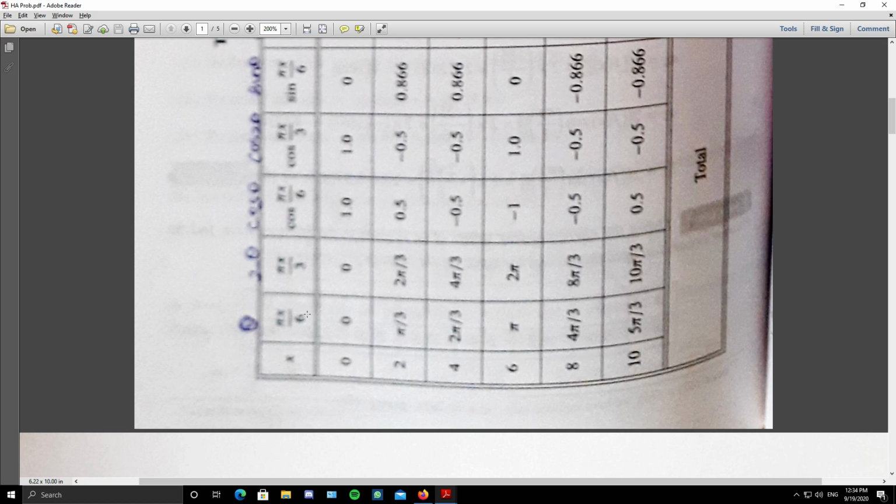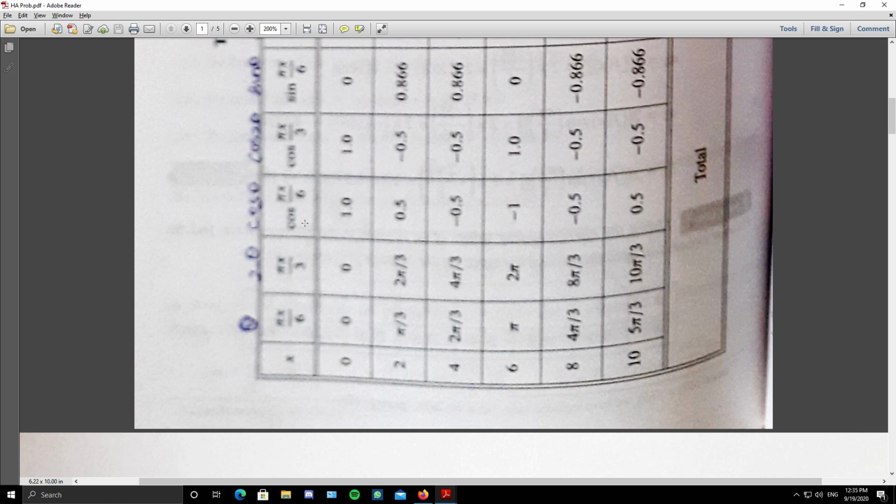Then 2 theta, 2 times this: 2 into 0 is 0, 2 times pi by 3 is 2 pi by 3, 2 times 2 pi by 3 is 4 pi by 3, 2 times pi is 2 pi, 2 times 4 pi by 3 is 8 pi by 3, 2 times 5 pi by 3 is 10 pi by 3.